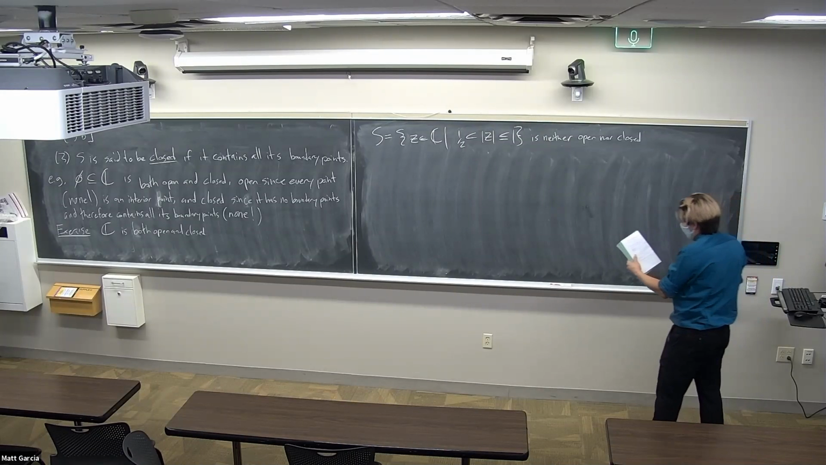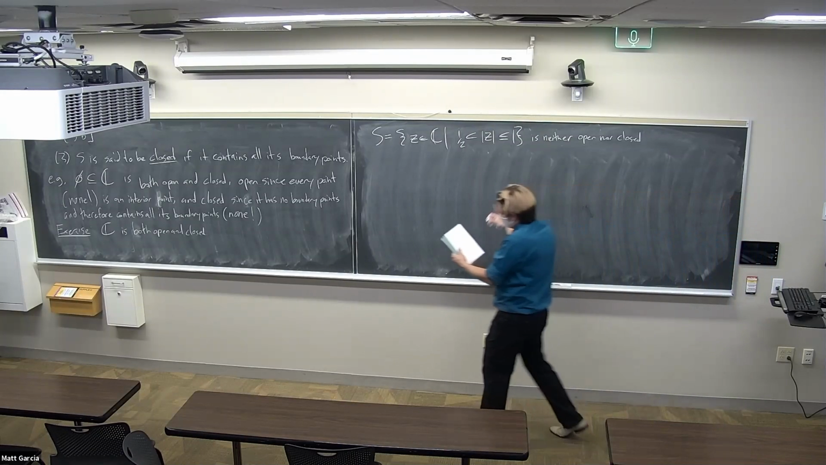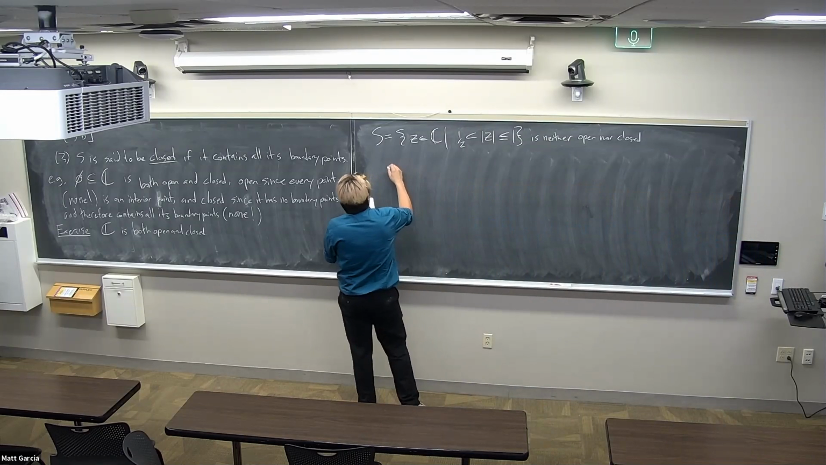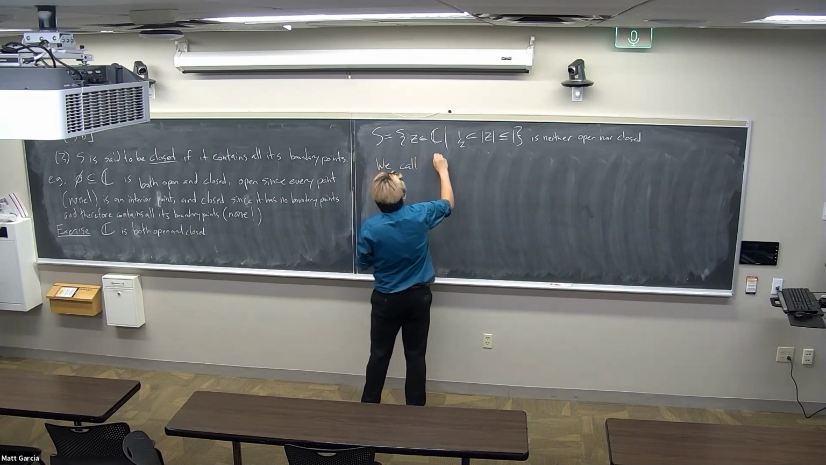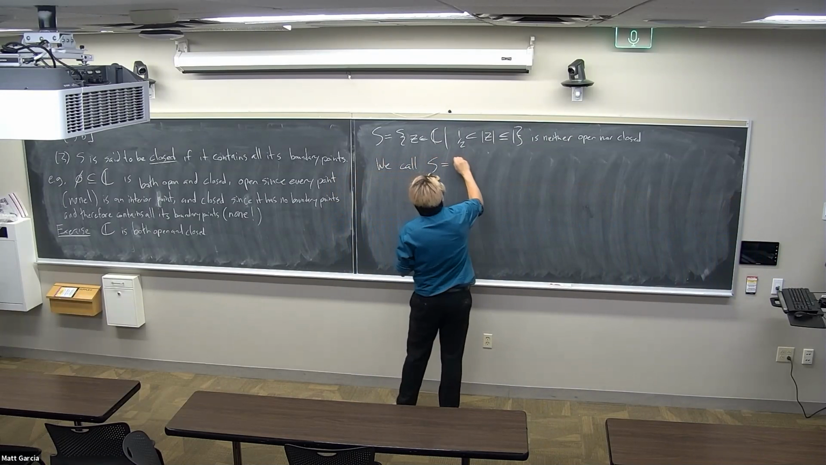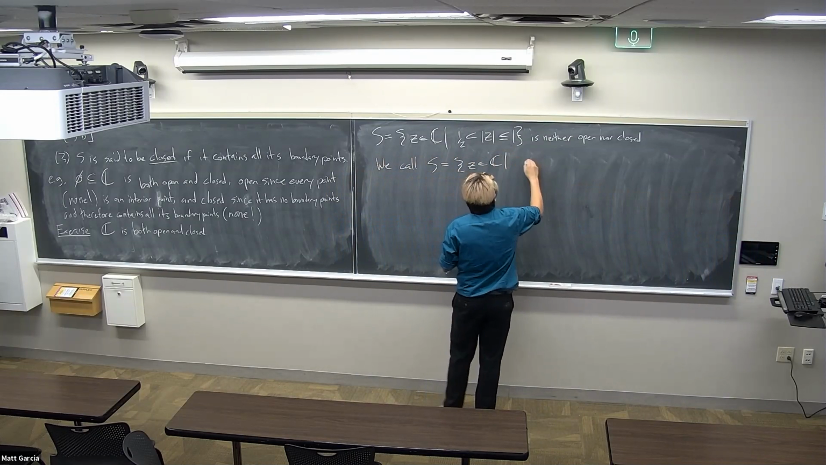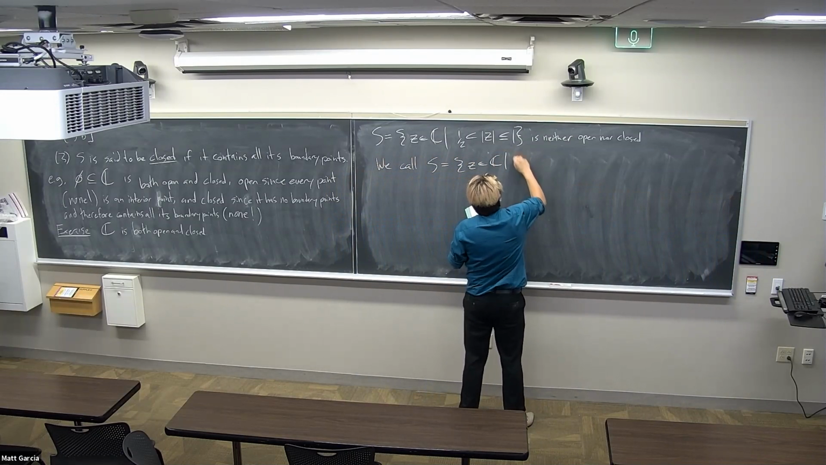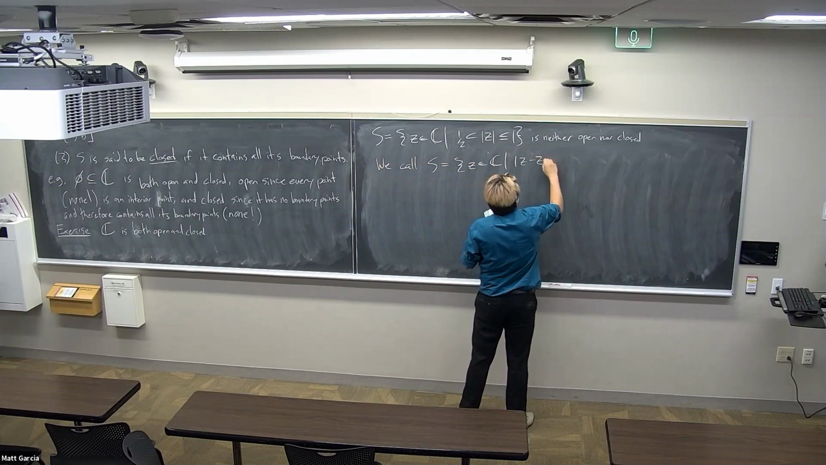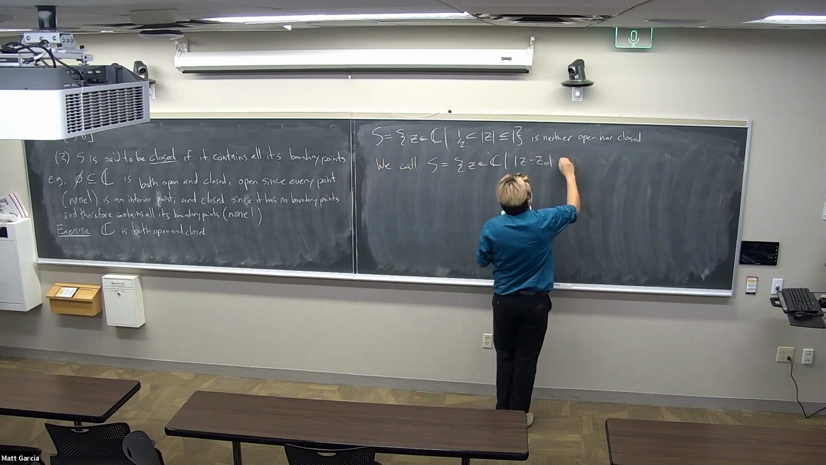So let me call the set S equal to the set of complex numbers z such that the modulus of z minus z naught is less than or equal to rho.